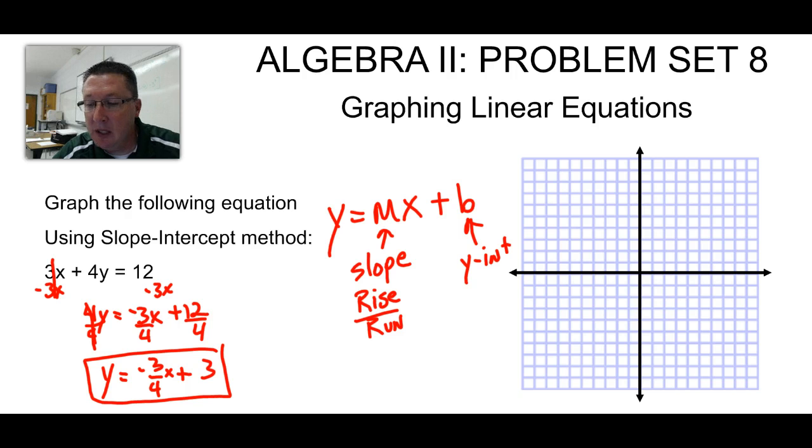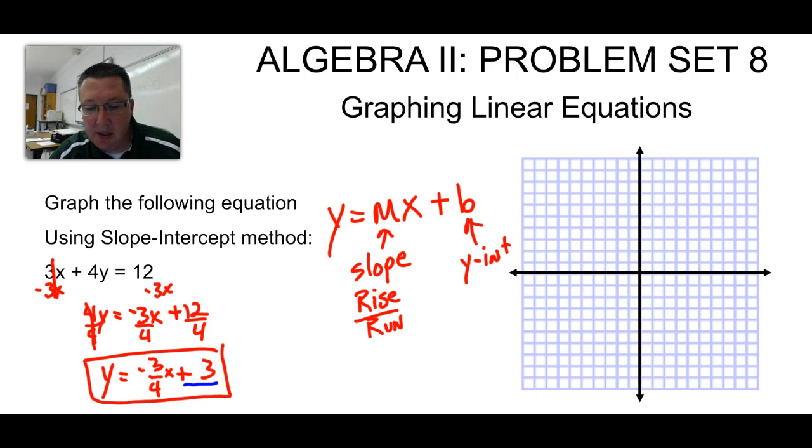The y-intercept, this is where the line crosses the y-axis. So if I know where it crosses the y-axis, that vertical axis, and I know how steep it is, then I know everything I need to be able to draw the line. So if we look at that equation, y equals negative 3/4 x plus 3. Start with the y-intercept. That is our b number, plus 3.